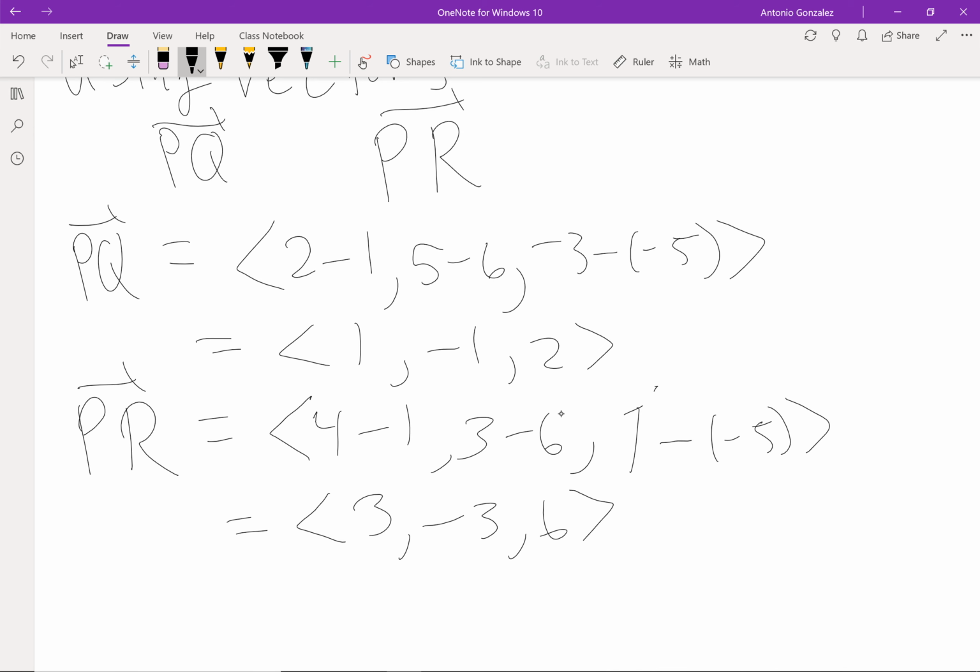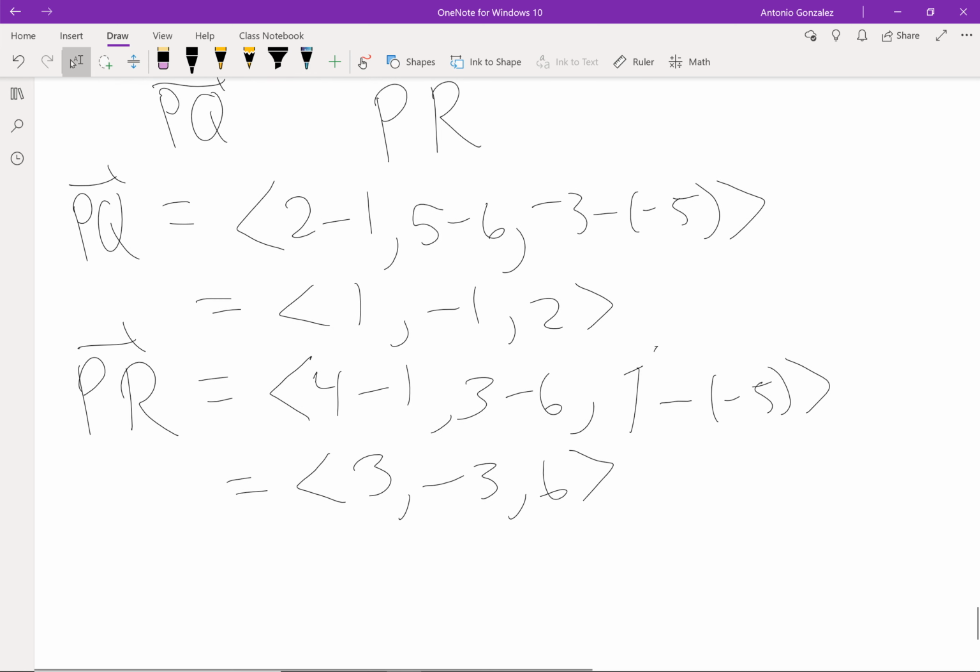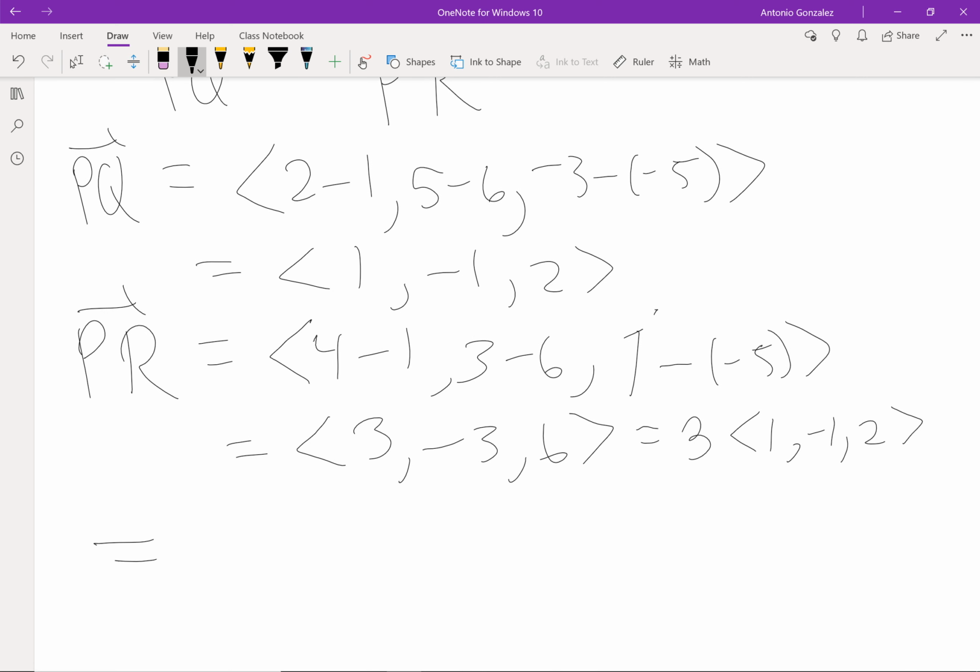Now they're not equal, but that's not what I'm looking for. I'm looking for the same direction. Any scalar multiple of 1, -1, 2 will be in the same direction, and notice here I can factor out a 3. It's just the equality of scalar multiplication. So the vectors PQ and PR, with the same tail, are in the same direction. What that tells me is that P, Q, and R are collinear, since the vectors that start with the tail P are all going in that same direction.